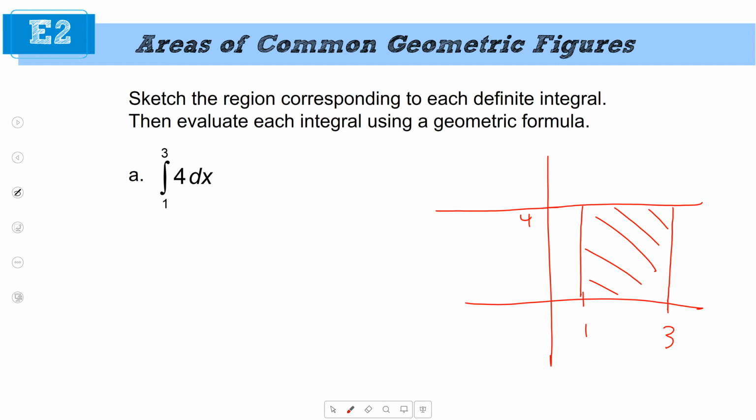Well, 1 to 3 is 2. And then the width from 1 to 3 is 2 and the height is 4. Yeah, that's one thing. Good. All right, how about this guy? What's the graph of x plus 2 look like?